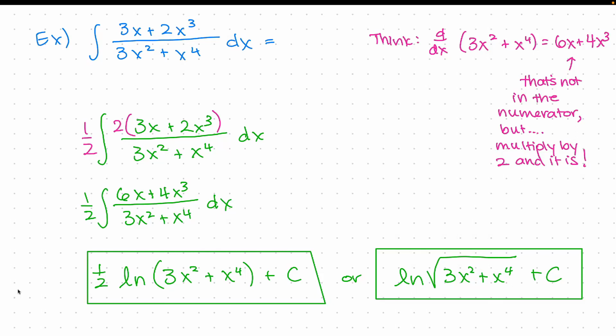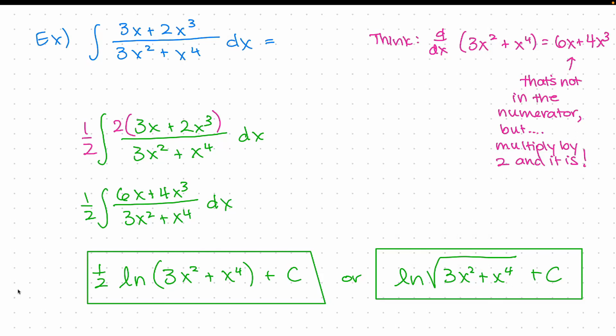Perfect. Excellent. For the second one, I took out an x squared, so it had a natural log of absolute value of x times the square root of 3x squared. You could do that. Yeah.